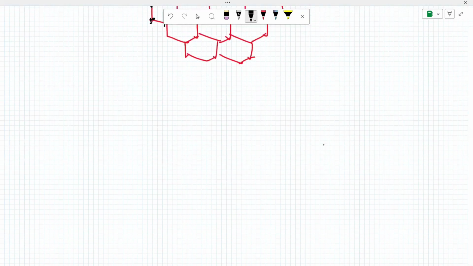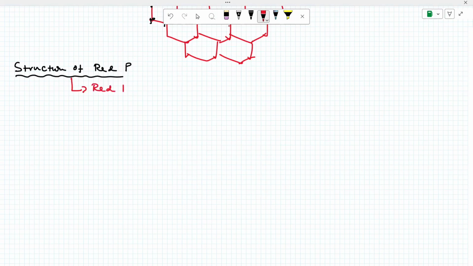That is important. Now, the structure of red phosphorus. This is a polymeric unit. Red phosphorus is a polymeric chain of tetrahedral P4 structures.